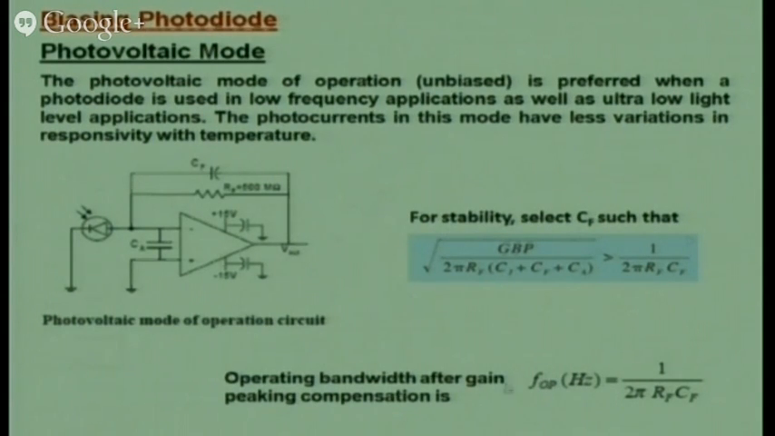The frequency band of operation is governed by the RF and CF combination, just to avoid the gain peaking at the amplifier.